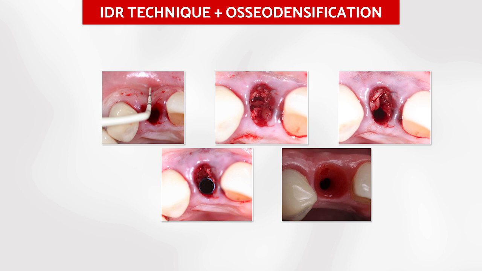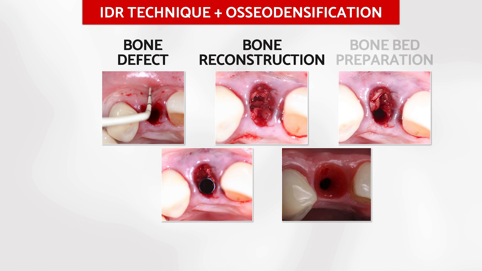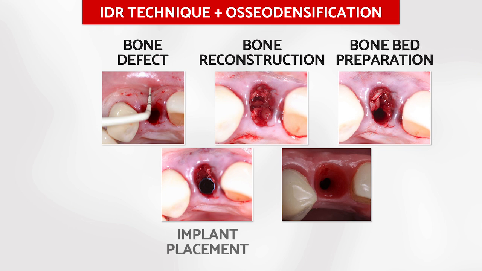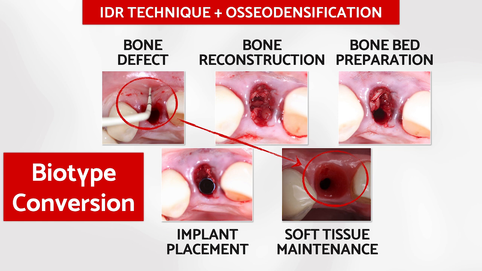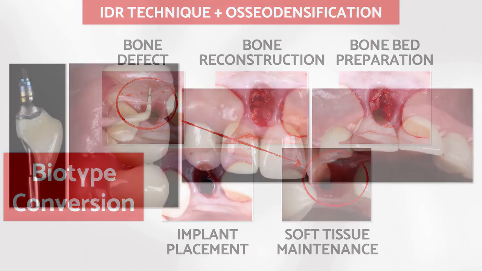And here, all the sequence. We had a bone defect. The bone reconstruction was performed, the bone bed preparation, implant placement, and we got soft tissue maintenance. And the periodontal biotype was improved. We started with a thin periodontal biotype. Now you can see a thick periodontal biotype.